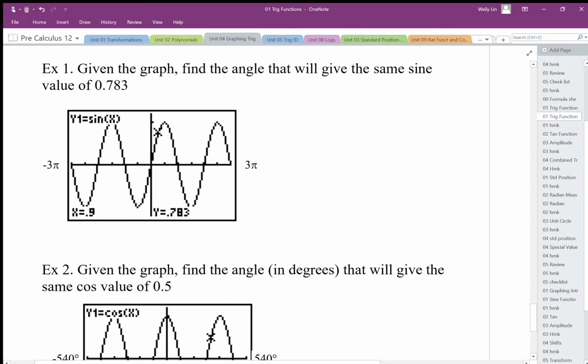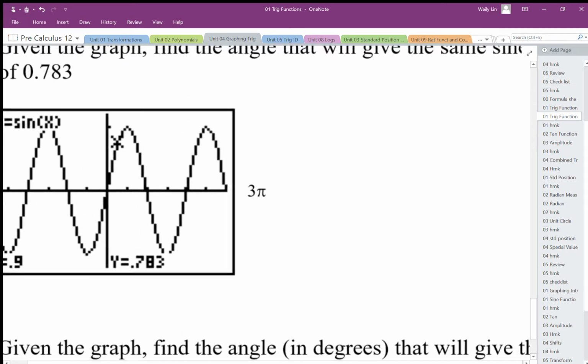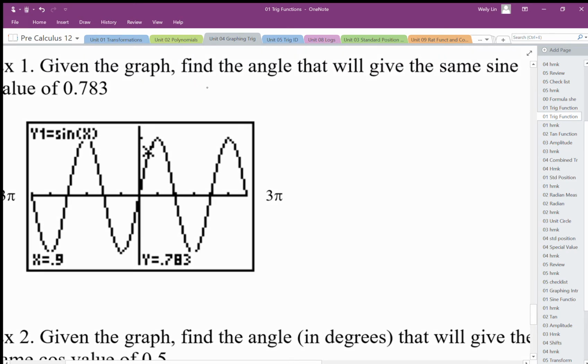So it looks like this. Sine theta, we're trying to figure out where sine theta is equal to 0.783. Well, there it is right there. There's a mark, the point on the graph. And we're basically looking for where it is going to equal this 0.783 value. Well, looking at this, we can see clearly it's right there, right there, right there, right there, and right there. We need to know the angles, though, at which those occur.